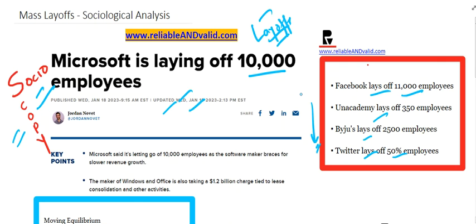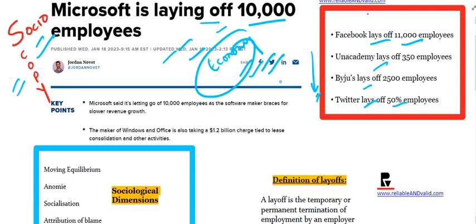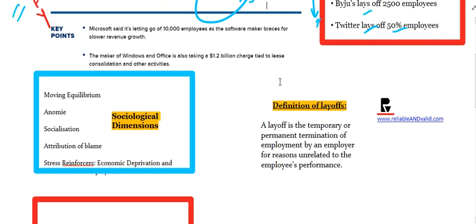But why is it important to know the sociological dimensions? Because these events might seem to have close linkage with the economy or the corporate world, but both the economy and the society are closely intertwined and they do affect each other. So in this video, we will discuss how this event is linked to the moving equilibrium of Parsons, anomie, socialization. We will look at a new concept called attribution of blame and stress reinforcers.